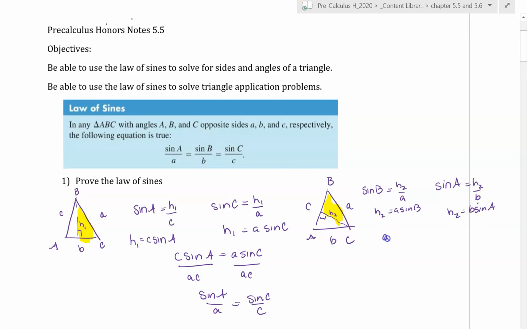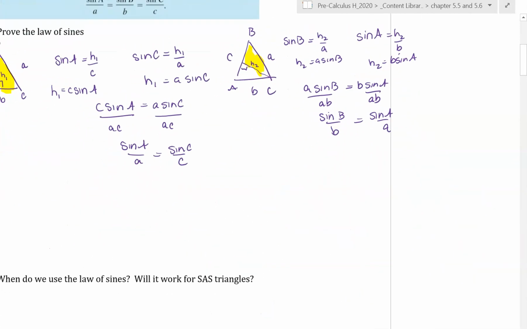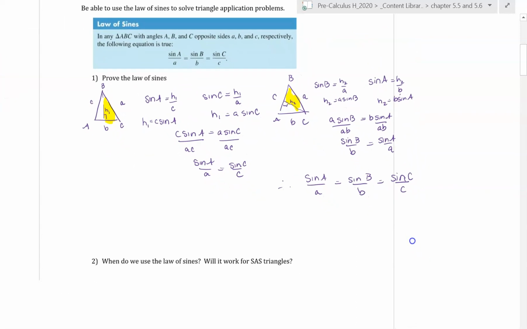So we know that A sine B must be equal to B sine A, and divide both sides of the equation by AB. So now we could put this all together here, and we know that since sine of A over A equals sine of C over C, sine of A over A also equals sine of B over B. We know that sine angle A over side A is equal to sine angle B over side B is equal to sine angle C over side C. So now that we know the law of sines, we just proved it, right?